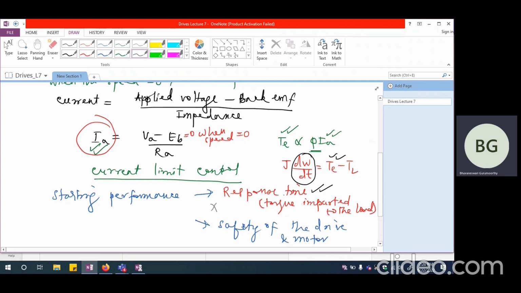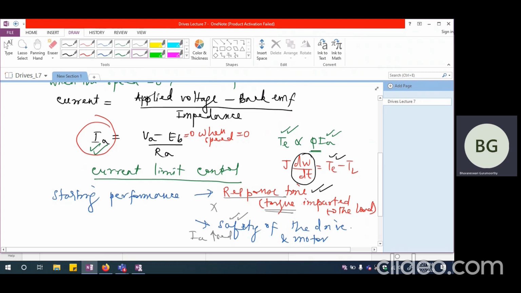If I want a very quick response time, if I want the acceleration to be done really, really fast, in that case, I have to develop a large torque. If I have to develop a large torque, then IA will be large. If IA is increased, I have to ensure still the motor is safe. So essentially, it is a trade-off between how much torque is developed and how quickly the motor responds vis-a-vis the safety of the drive itself. This is very typical of requirements which are contradictory to each other.